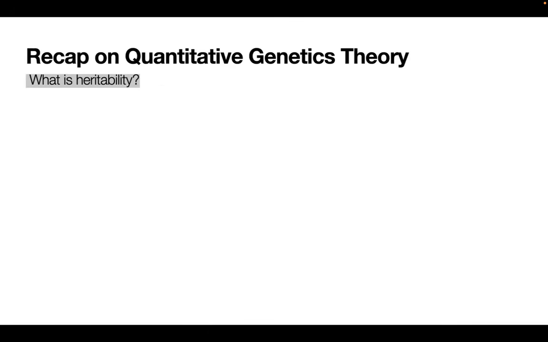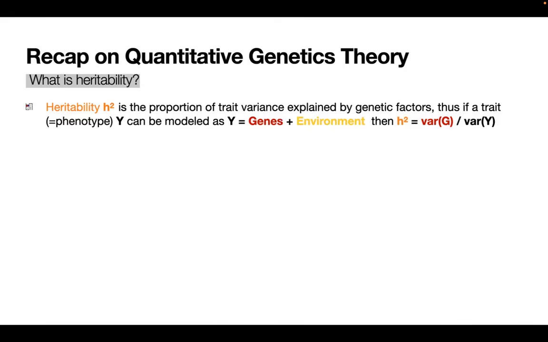So let's start by recapping some quantitative genetics theory. As you'll see, my slides all start with a question mark that helps guide its contents. So what is heritability? It's the proportion of trait variance explained by genetic factors. Thus, if a trait or phenotype Y can be modeled as Y equals genes plus environment, then heritability, often denoted as H squared, is the genetic variance divided by the total variance.